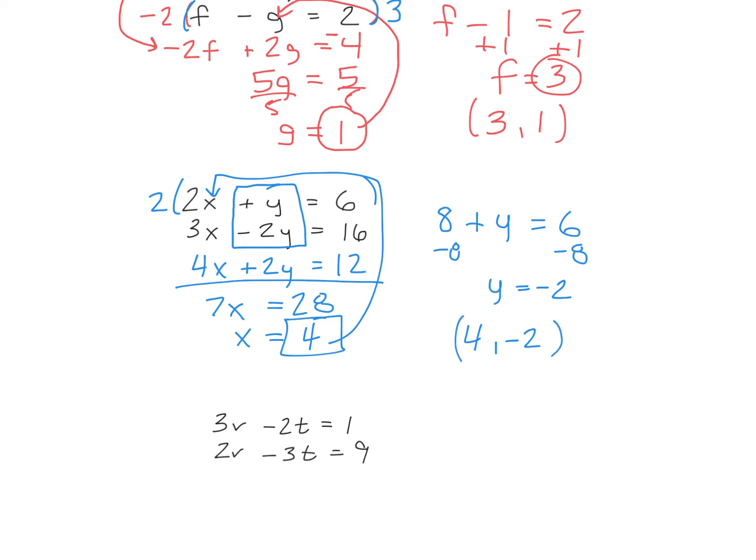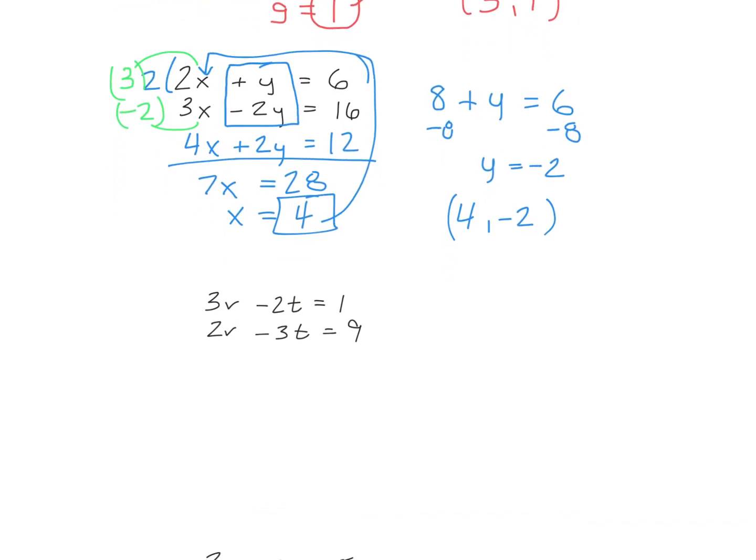All right, now in some cases, you might have to multiply both equations by something. And in this example here, if I wanted to eliminate x, I would have had to multiply this top equation by 3, and then the bottom one by -2, because that would make 6x and a -6x. Okay, but that would be a little bit more work. We want to look for the most efficient, easiest way of doing the problem.